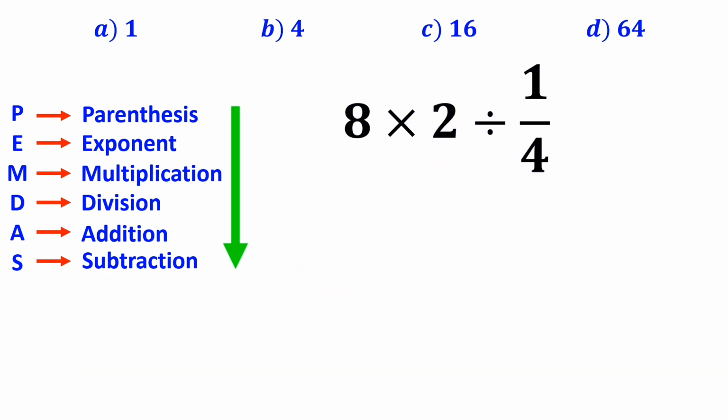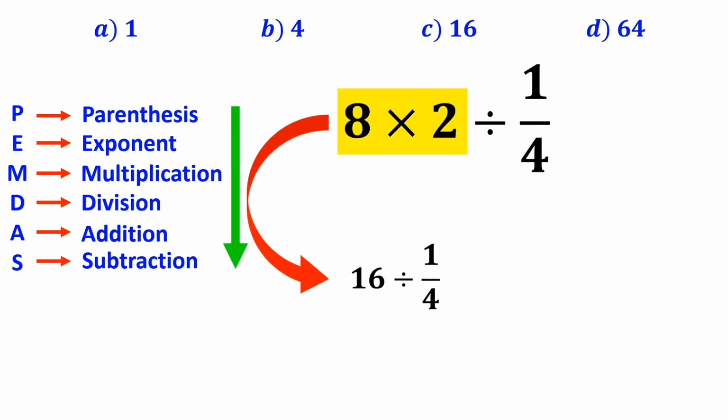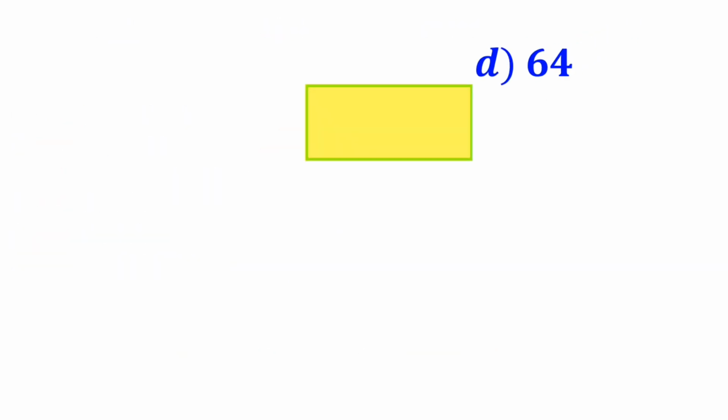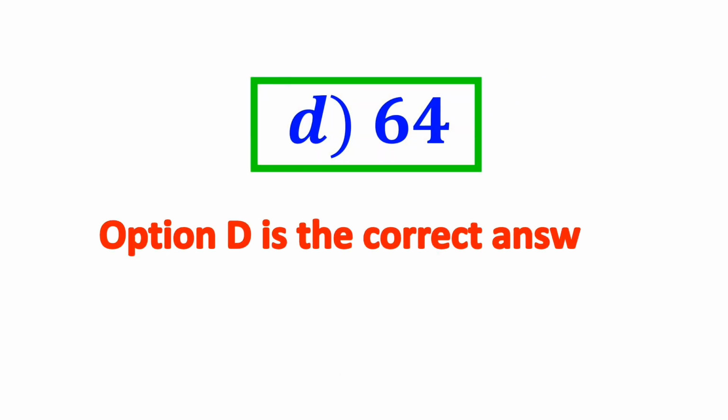In the next step, we multiply 8 by 2, which simplifies it to 16 divided by 1 over 4. And for the part which I have highlighted in blue, according to the KCF rule, we write it as 16 multiplied by 4, which results in the final answer 64. Therefore, option D is the correct answer to this question.